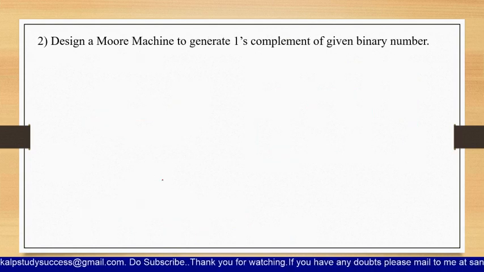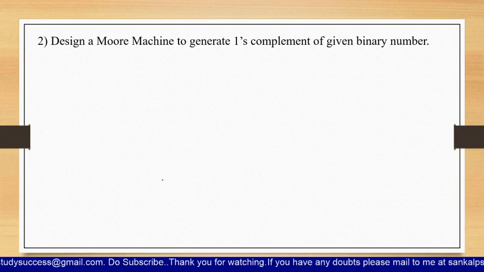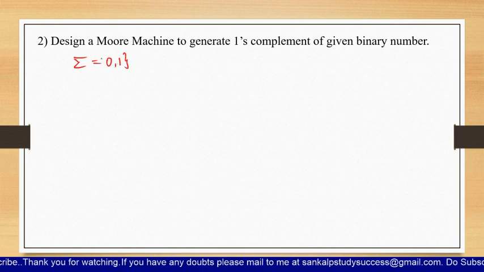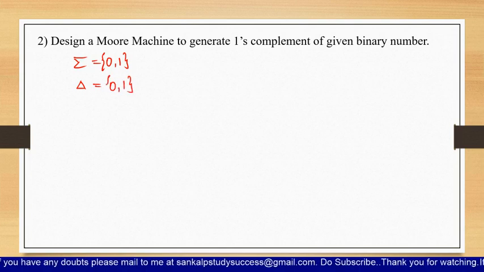Let us solve one more question: design a Moore machine to generate the 1's complement of a given binary number. That means any binary number you take, the 1's complement of that number should be the output. In this case, sigma is equal to 0, 1 because it is a binary number. If you take the complement of the number, the output will also be in binary format. So delta is equal to 0, 1.